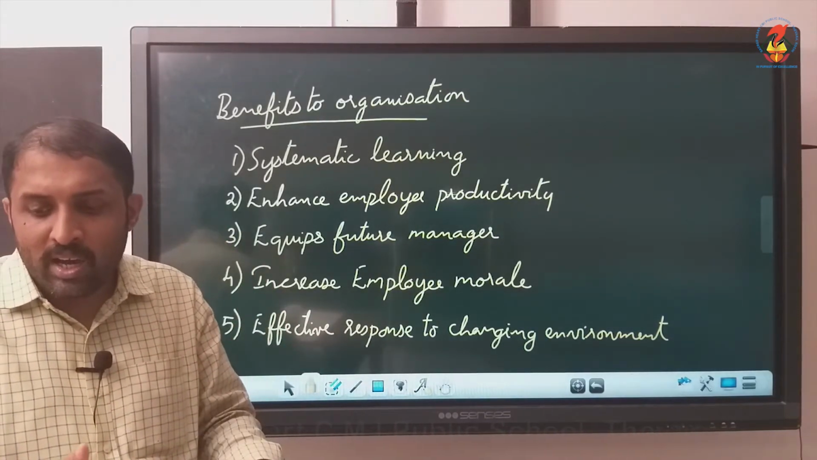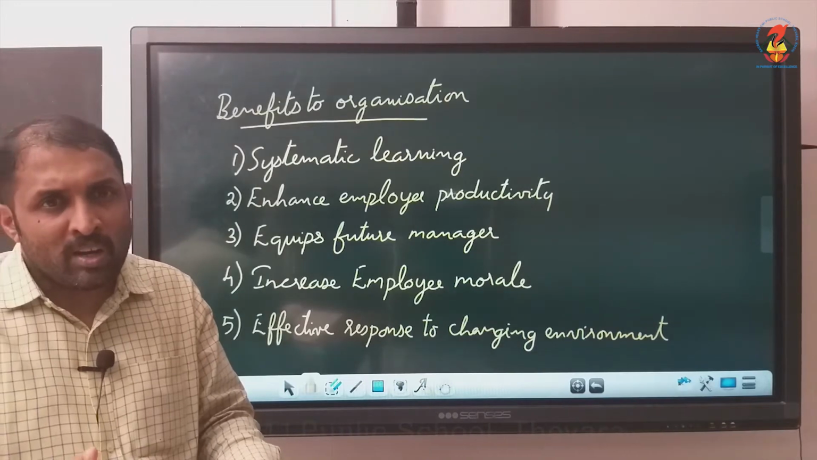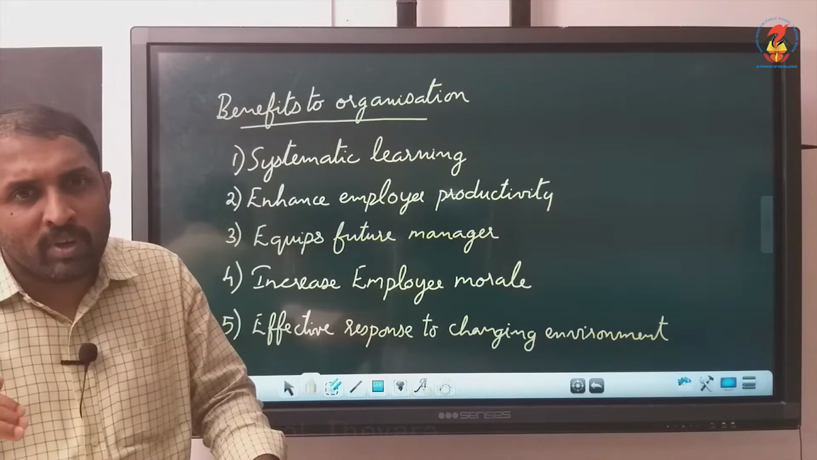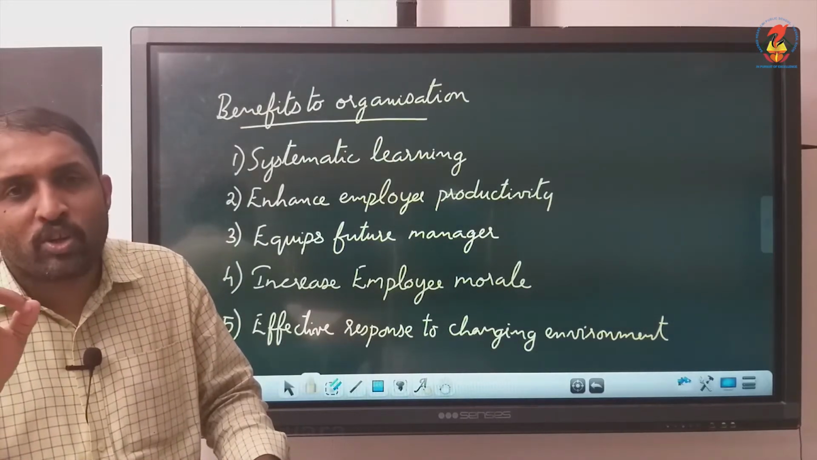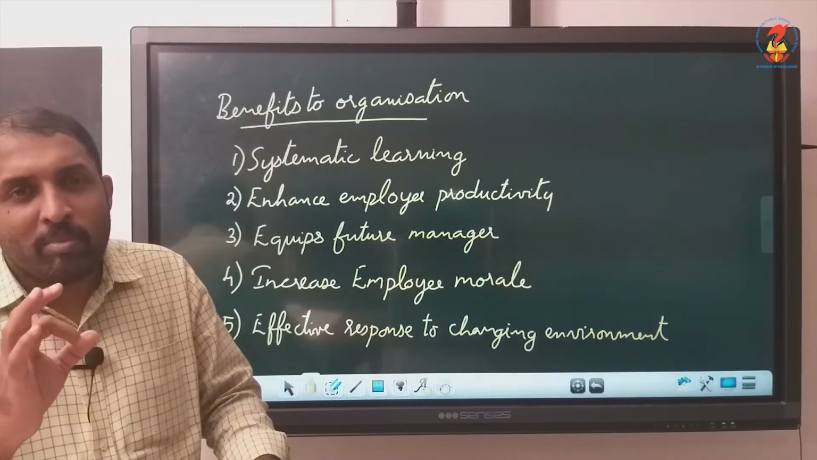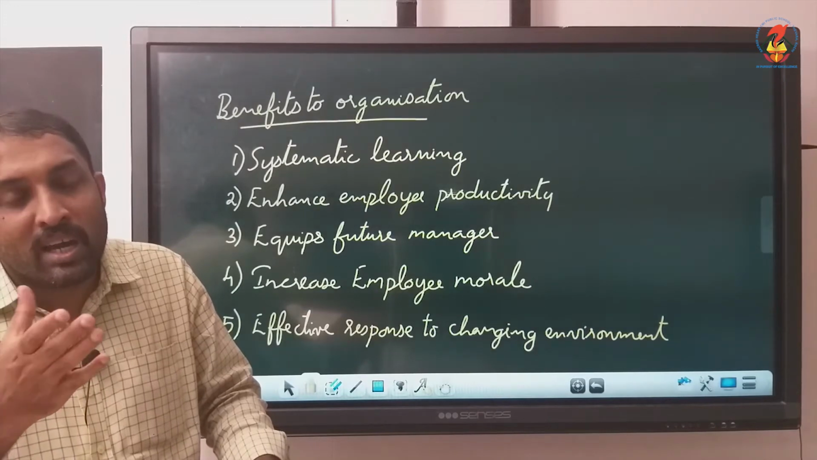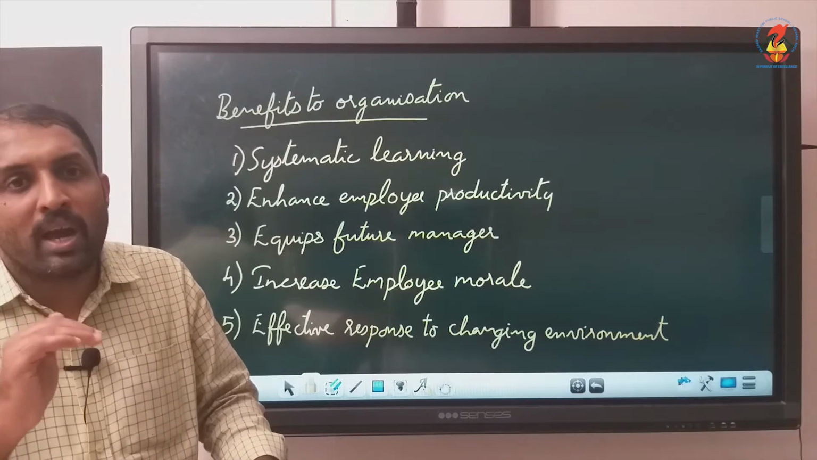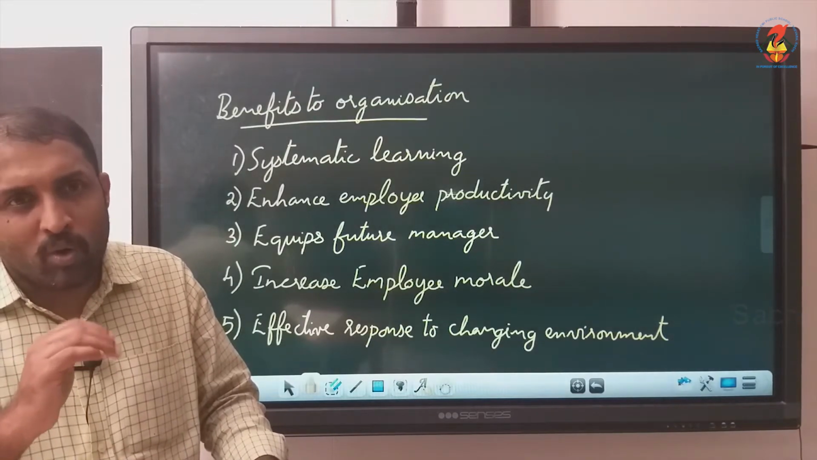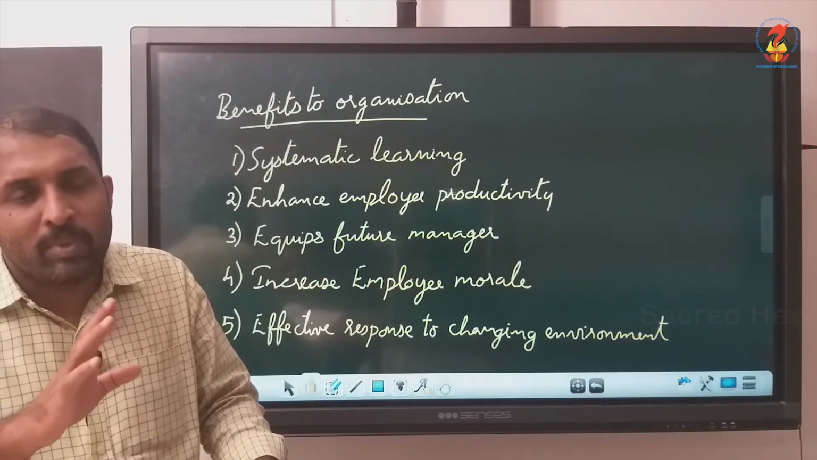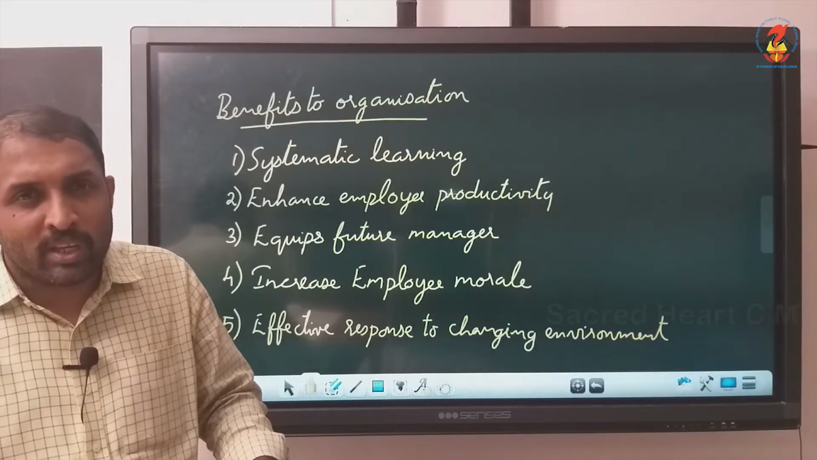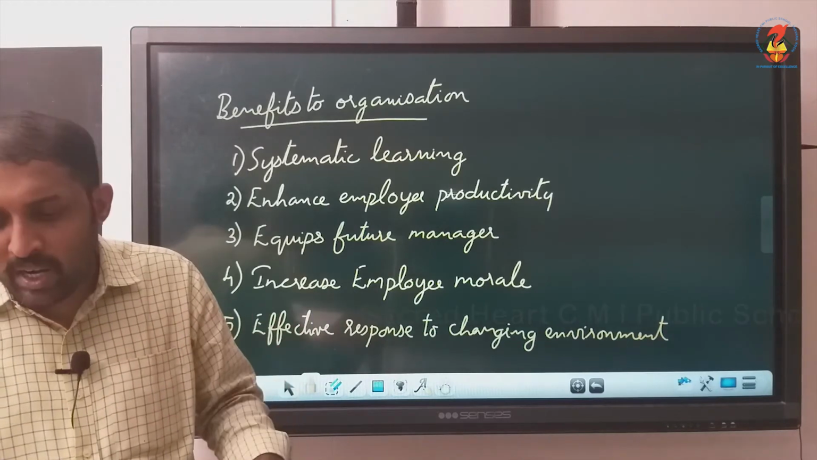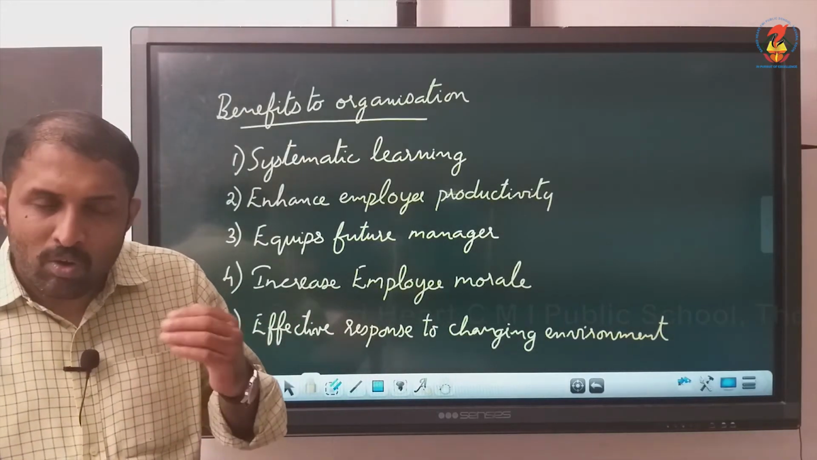When an employee learns the job in an orderly way, as it is expected to be done, it automatically saves effort as well as money. Orderly, step by step learning happens through training. So systematic learning helps in reducing wastage of money, time and effort. That is one of the benefits.